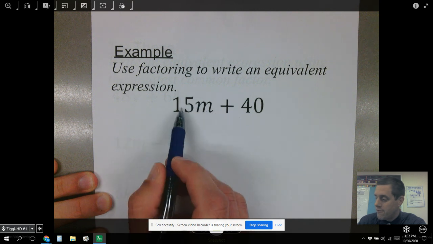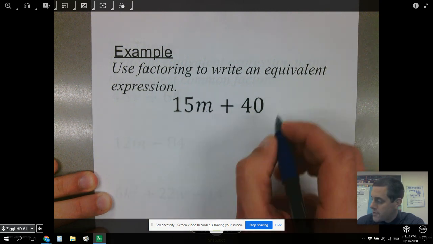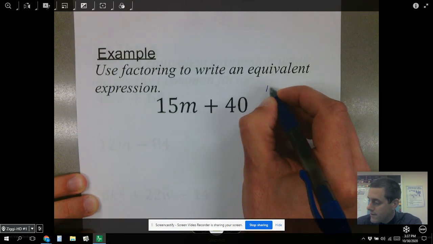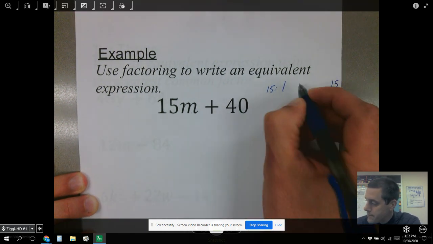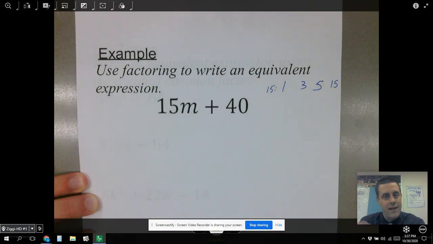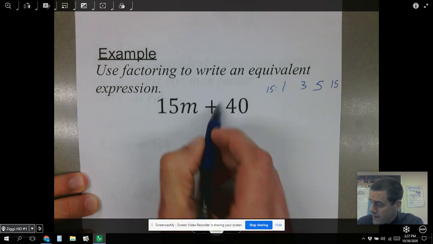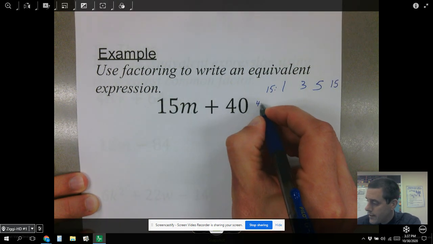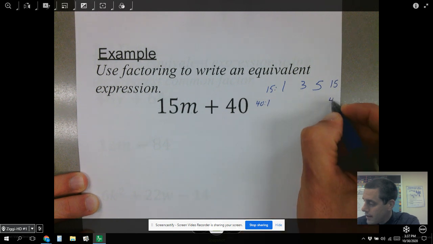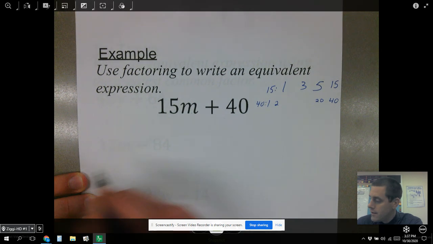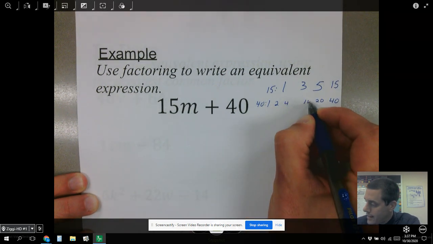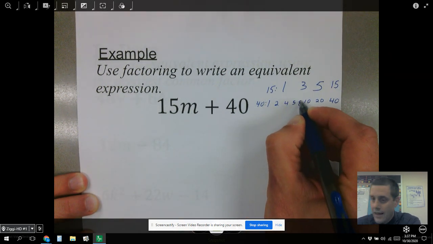So in the term 15m, 15 is my coefficient. I'm going to start by factoring 15. Factors of 15 are 1 and 15, 3 and 5. That is it. I'm going to factor the other term in my expression, 40. We can have 1 and 40, 2 and 20, 4 and 10, 5 and 8.